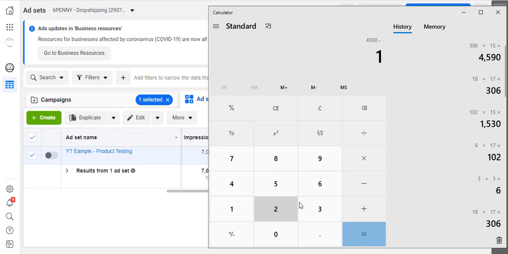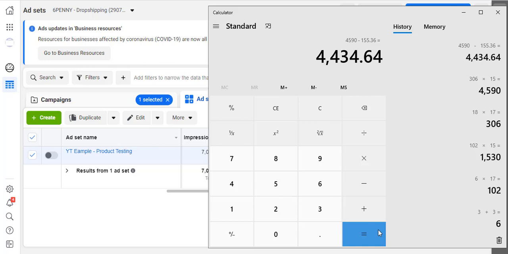Minus 155.36 rands, minus the cost of buying and shipping the product to the customer, which was 1,530 rands. There we go. The profit is 2,904 rands 64 cents in 3 days.